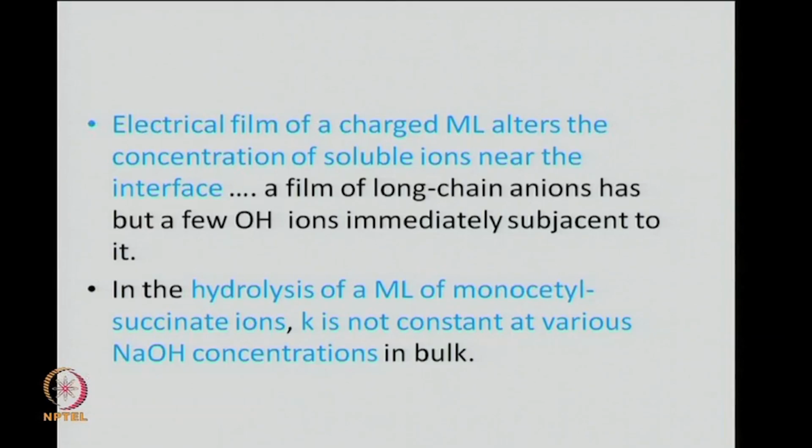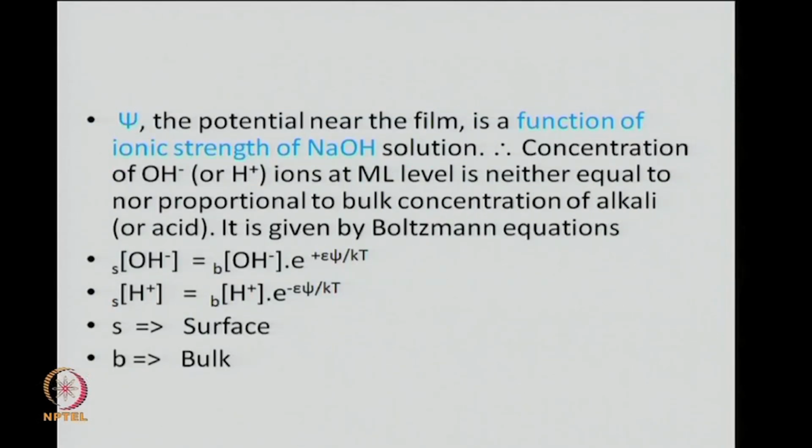An electrical film of charged monolayers can alter the concentration of soluble ions near the interface. A film of long chain anions has but a few OH ions immediately subjacent to it. In the hydrolysis of a monolayer of monocetyl succinate ions, the rate constant K is not constant at various NaOH concentrations in the bulk, for obvious reasons. We could analyze this situation looking at the potential psi near the film, and expectedly it would be a function of ionic strength of sodium hydroxide solution.